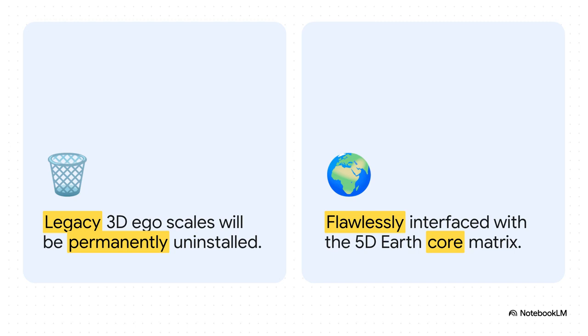On one side, you have the human legacy 3D ego scales. According to the text, when that April 2035 peak hits, these old operational scales are going to be permanently uninstalled. They literally will no longer function. And on the flip side, we have the new operational reality, flawless interfacing with the 5D Earth core matrix. It's a complete system overwrite, leaving an old, limited interface behind for a profoundly expanded, synchronized state.